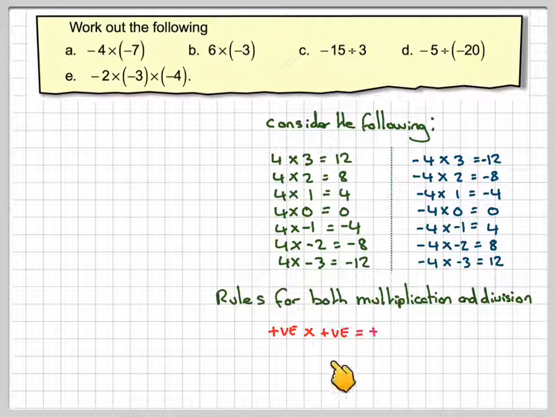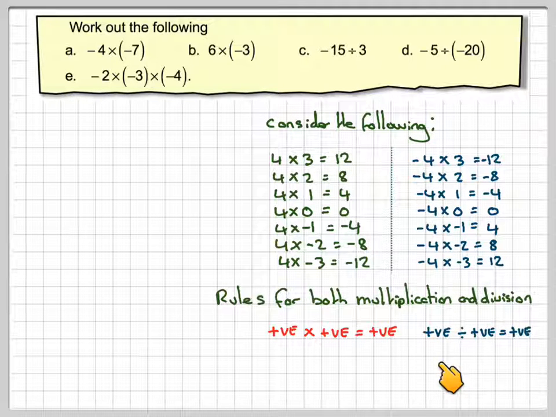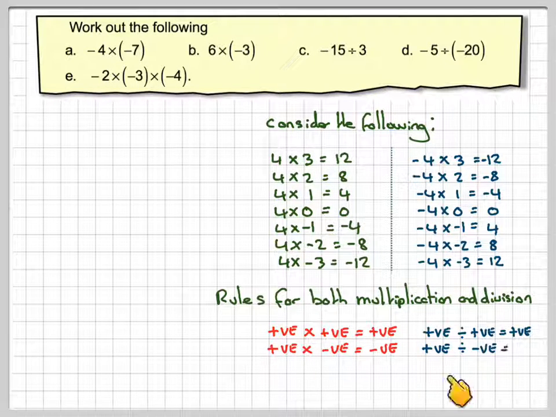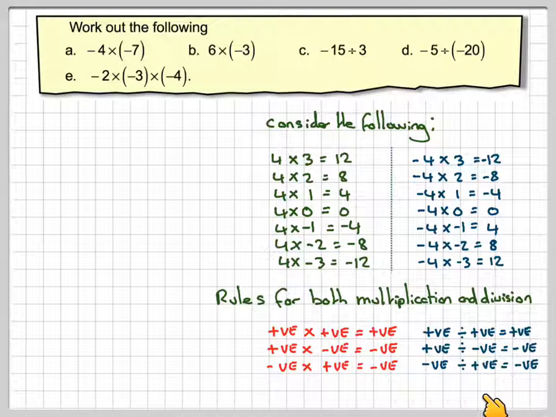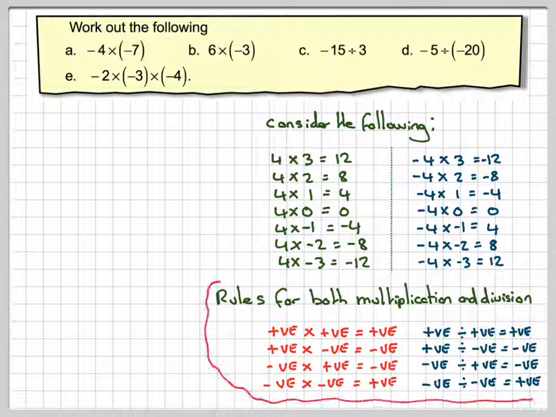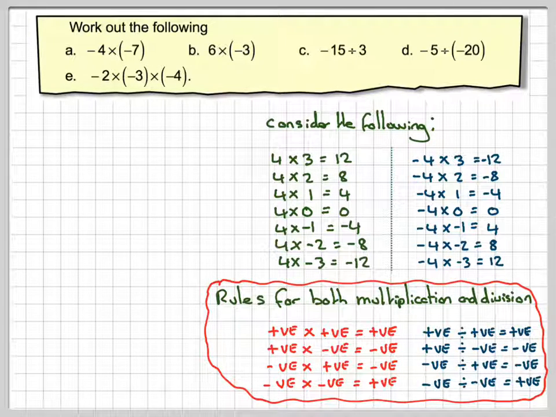So a positive times a positive will be a positive, and for division, a positive divided by a positive is a positive. A positive times a negative is a negative, and for division it's the same. Positive divided by a negative is a negative, and negative times a positive is a negative, and a negative divided by a positive is negative. Negative times a negative is positive, and a negative divided by a negative is positive. So you need to just remember these rules. Then all you need to do is multiply the two numbers together.